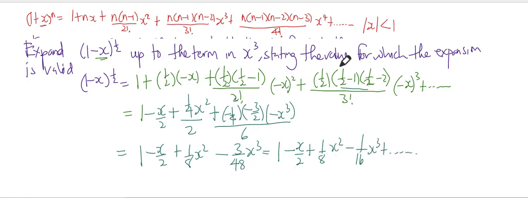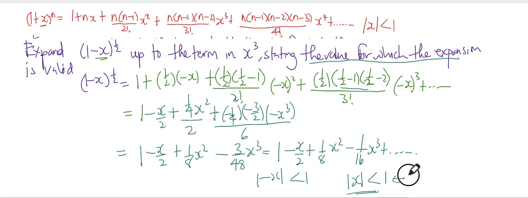Now the question asks the value for which the expansion is valid. In this case it is modulus of negative x less than 1, but negative x is basically x, so the expansion is valid when modulus x is less than 1. The expansion is valid and converges when modulus x is less than 1.